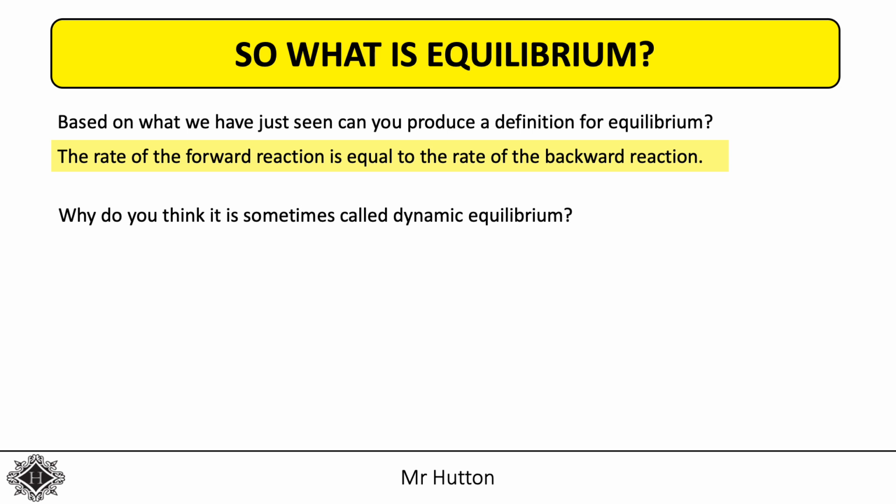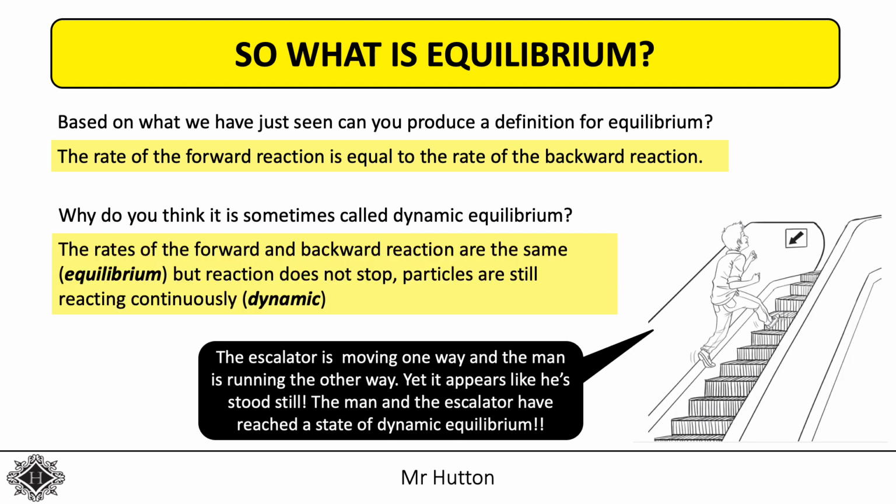So why do we sometimes call it dynamic equilibrium? This is a term, dynamic equilibrium, that you may well read in other textbooks or hear on other videos. Whilst the rates of the forward and backward reaction are the same, this is our equilibrium, the reaction doesn't stop. It is still going on. A and B are still being converted to C and D, and C and D are still being converted to A and B. But because they're happening at the same rate, it doesn't look like anything's happening. So the equilibrium is the same rate, and the fact that there are still reactions happening all the time is why it's dynamic.